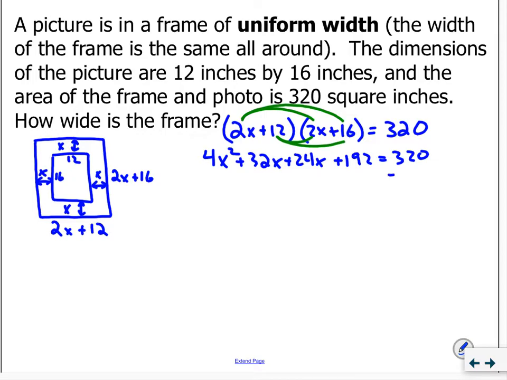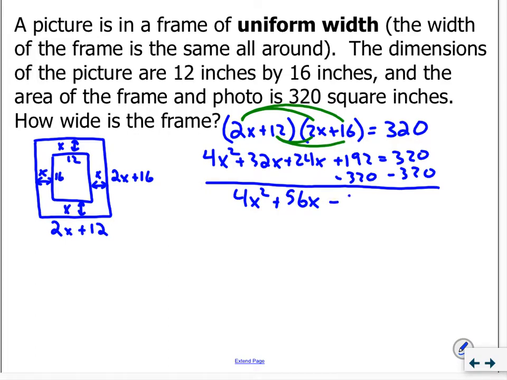Alrighty, well, I think we're going to set this one equal to 0 and then see what happens. I'll also combine some like terms in the middle. 32x and 24x make a 56x. And then if I do 192 minus 320, I believe I get negative 128. So again, you got options, man. You can do the quadratic formula. You can complete the square.